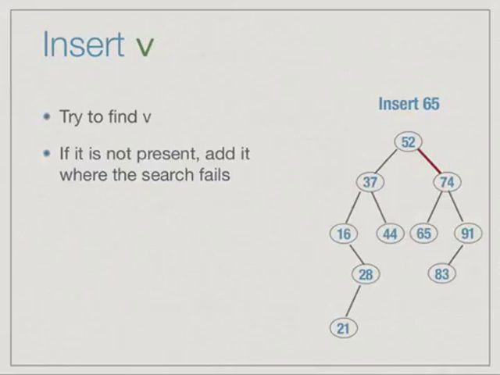Now insert will not put in a value that is already there because we have no duplicates. So if now we try to, for instance, insert 91, then we go right from 52, we go right from 74, and now we find that 91 is already present in the tree. So insert 91 has no effect on this tree.